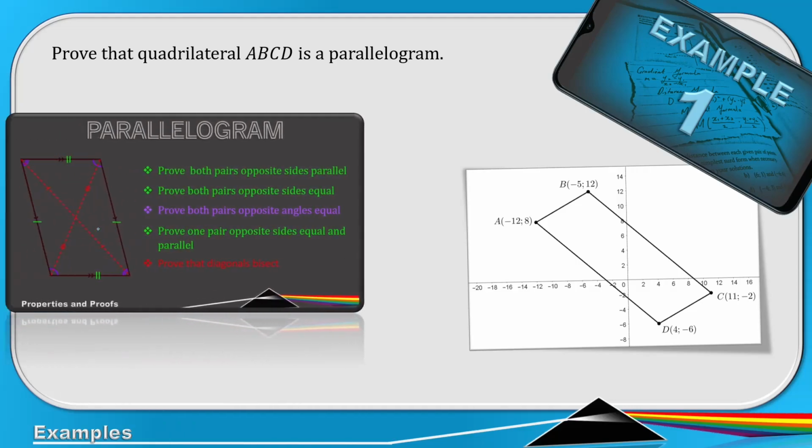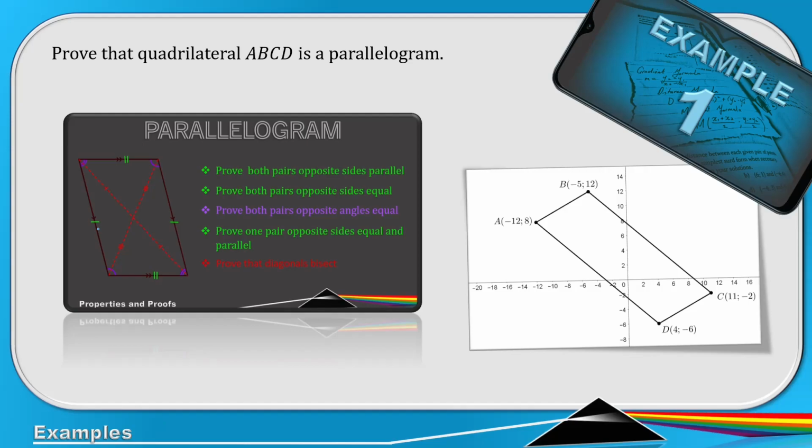Now, when we look at the summary of proving parallelograms, we can choose one of the 5 options. Now, we have to look at what the given diagram looks like, what information was given to us in this parallelogram, and then with that decide which one we are going to use or can we use. So we can definitely prove both pairs of opposite sides parallel, because we can find the gradients. We've got the coordinates of all the points, which means we can find the gradients of all these lines. And therefore we can basically show that both pairs of opposite sides are parallel.